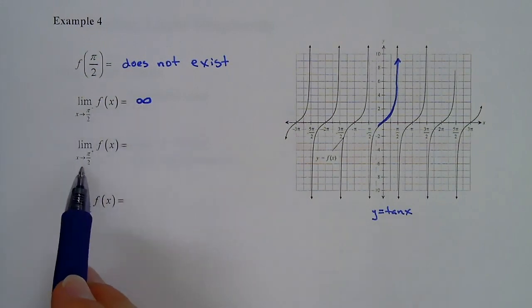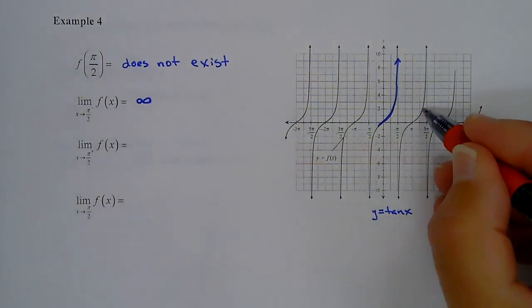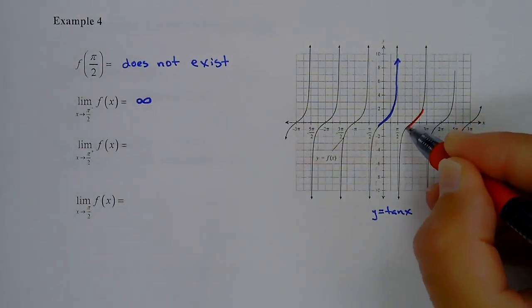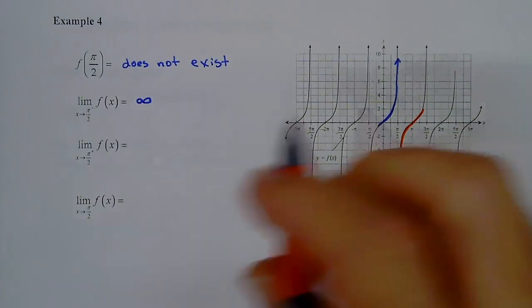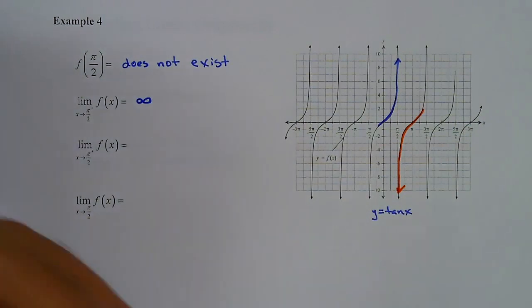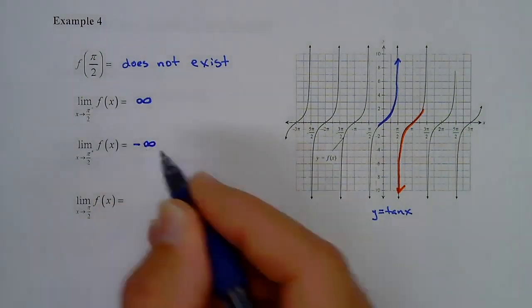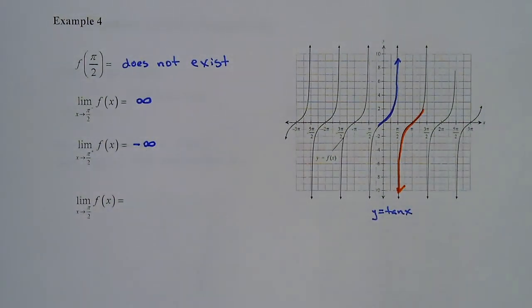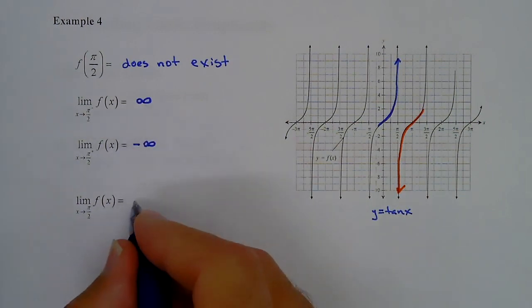Now, how about the limit as x approaches pi over 2 from the right? We have to be to the right of pi over 2, somewhere over here, and we'd be exploding down. So what does that mean? That means this one is equal to negative infinity. It's going down in the negative direction towards infinity. Because these don't agree, and also because they're both infinities, this does not exist.